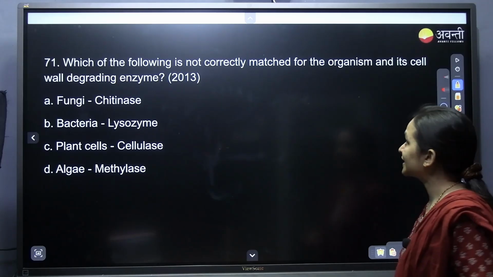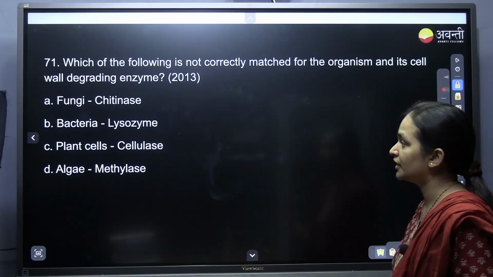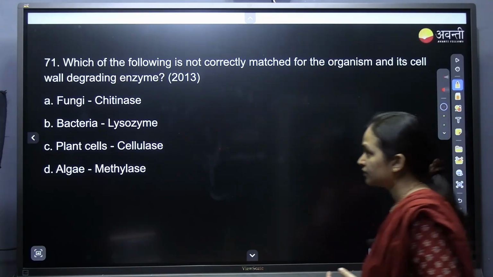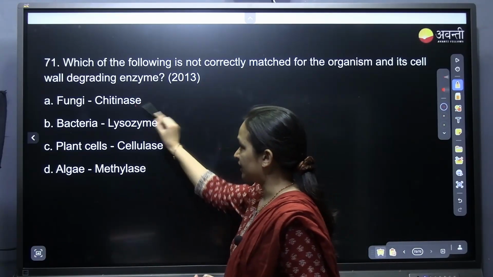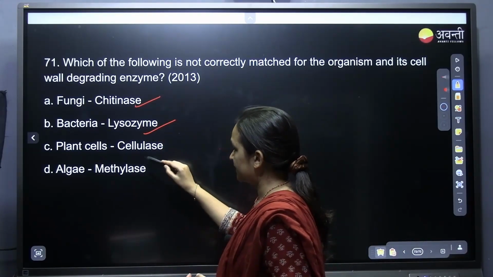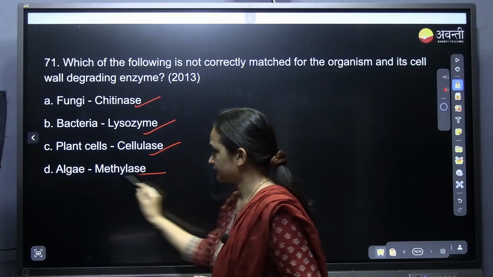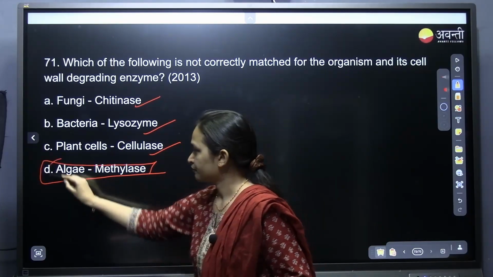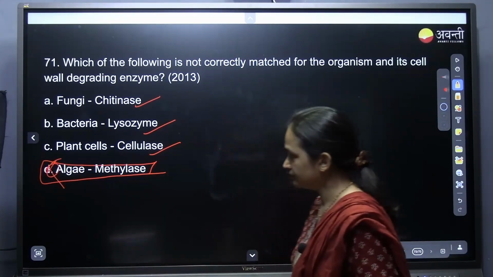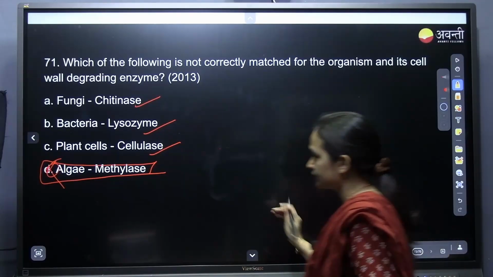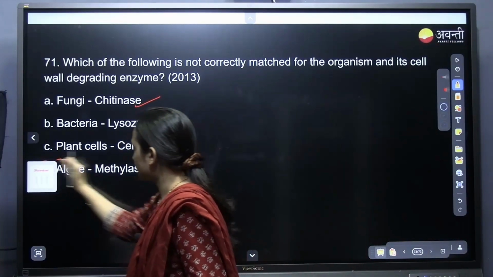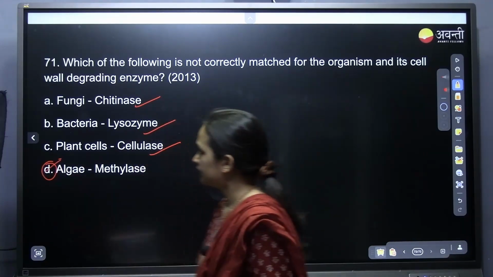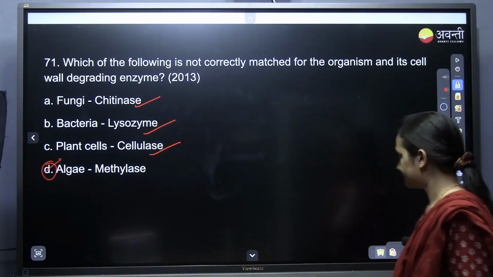Which of the following is not correctly matched for the organism and its cell wall degrading enzyme? Fungi, chitinase. Bacteria, lysozyme. Plant cell, cellulase. Algae, methylase. Isn't it? So, this is wrongly matched. D for Delhi is the wrongly matched one.